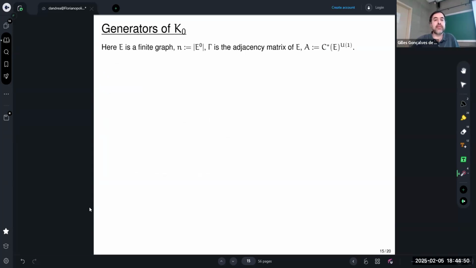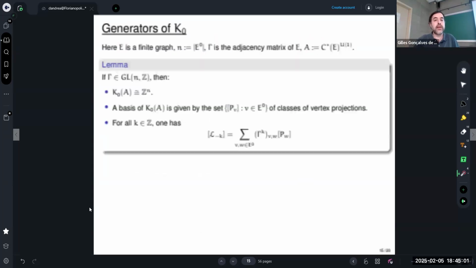Okay, so generators. Now the graph, I will assume that my graph is finite. Gamma is the adjacency matrix, N is the number of vertices, and A is the AF core. First lemma: if your adjacency matrix is invertible over the integers, then K0 is just Z to the power n as an abelian group. A basis of K0 as a Z-module is given by the classes of vertex projections. And you even have an explicit formula that tells you how each line bundle looks when written in terms of vertex projections, where you have powers of the adjacency matrix.